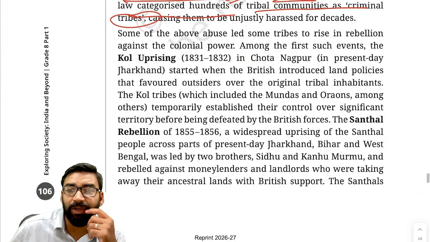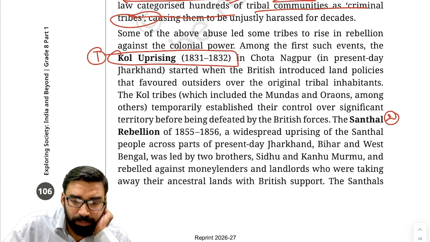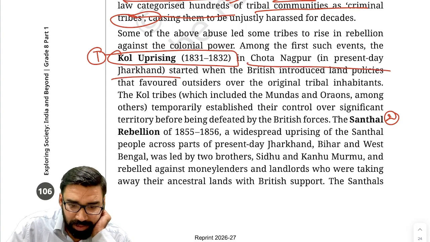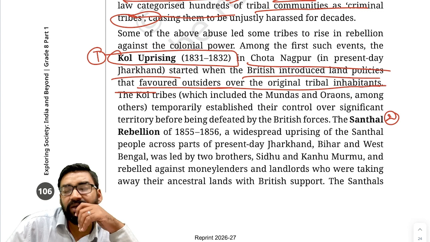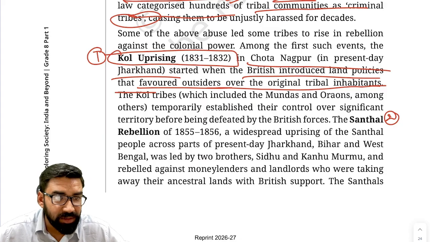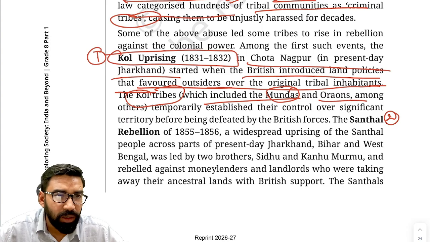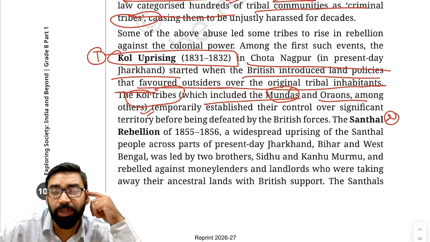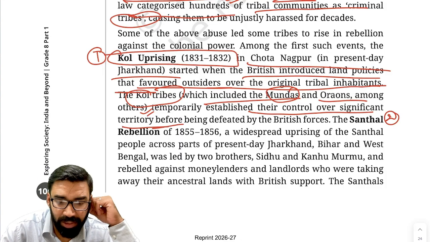In this scenario, various uprisings took place. First important uprising, Kol uprising. Second, Santhal. As you can see, the Kol uprising took place in Chota Nagpur, present day Jharkhand region. Clear? Now, why was this started? Because the British introduced land policies that favored outsiders over the original tribal inhabitants. Land kiski tribal ki hai, but the British policy was favoring the outsiders. Clear? So, the Kol tribes, which included the Mundas and Oraon, gradually and temporarily established their control over significant territory, है ना? But later they were defeated by the British.